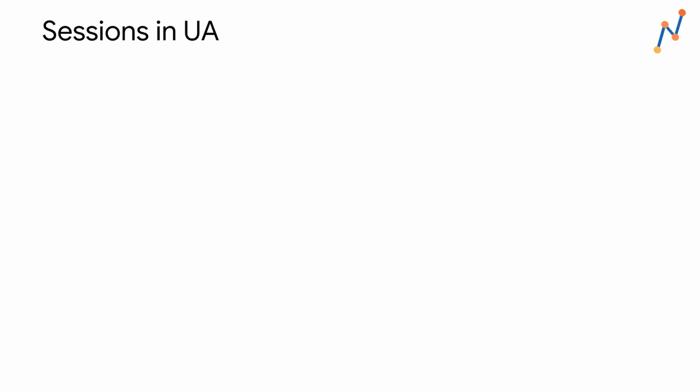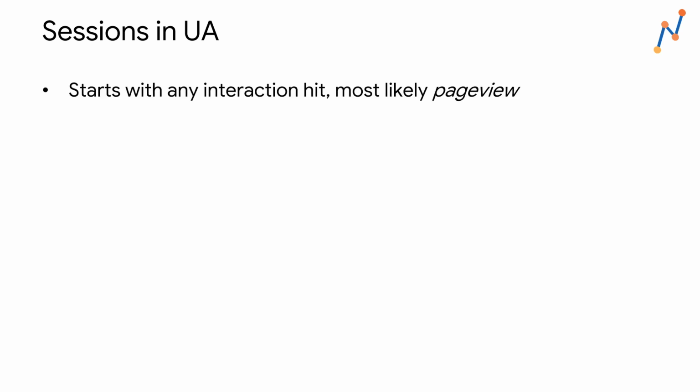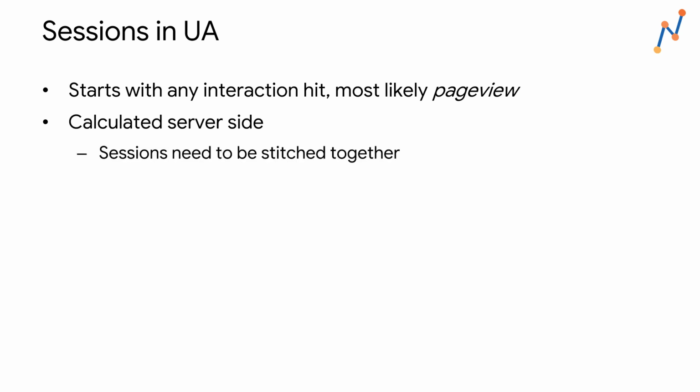Now let's sum up how sessions are processed in Universal Analytics. A session will start with any kind of interaction hit. Most likely this will be a page view, and only under some very rare conditions it will be another interaction hit. A session in Universal Analytics will always be calculated server-side, which means that the Google Analytics servers will have to process the entries in the log files of the hit collector and then stitch each user's session together. That being said, this approach is also quite cost-intense, speaking in terms of CPU power and memory.